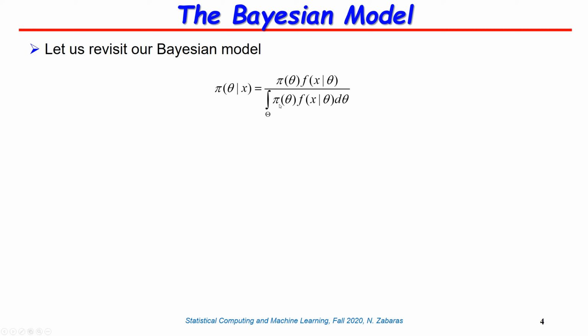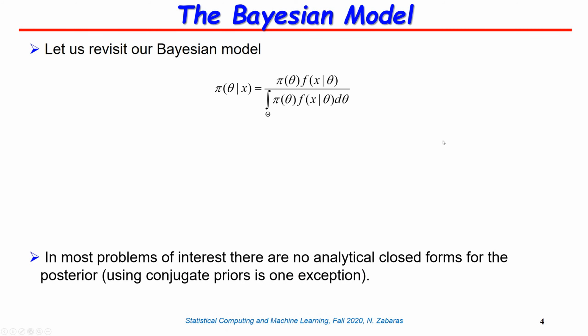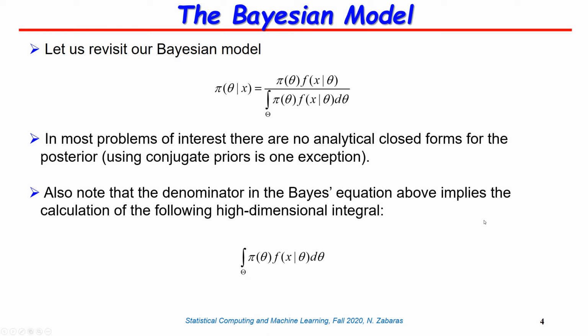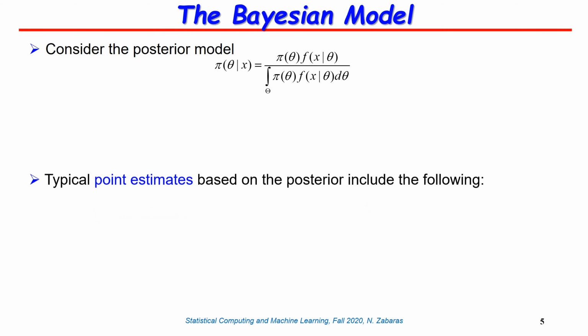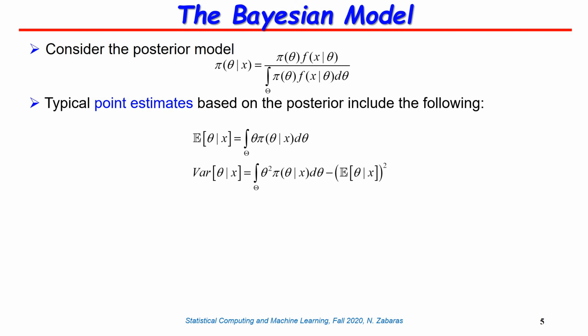Also, you can see in the denominator there is an integral, and this integral requires an integration in theta. If you have a high dimensional parameter space, then that integration cannot be performed analytically. Now, once you have the posterior distribution, even point estimates, like if you want to compute the posterior mean or the variance, each term in these equations involves integrals, and these integrals, again in high dimensions, need to be performed with Monte Carlo estimation.